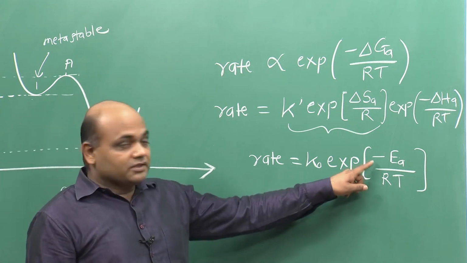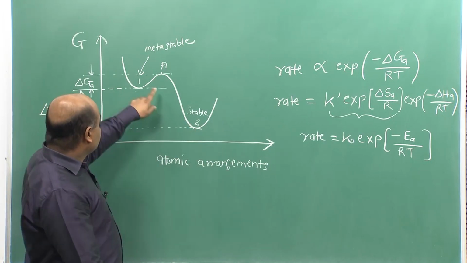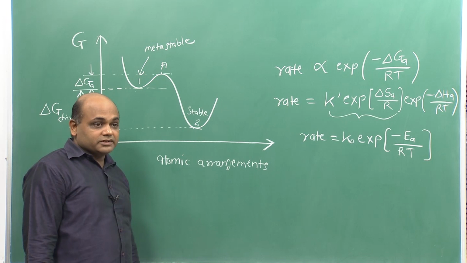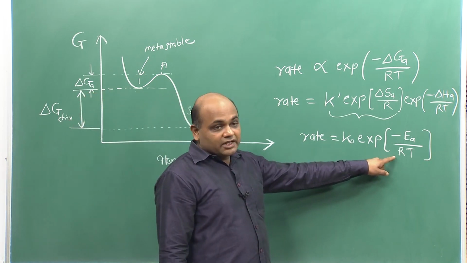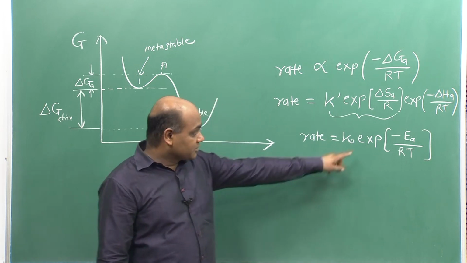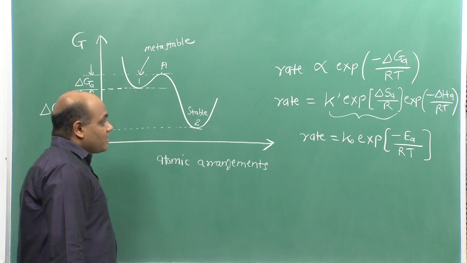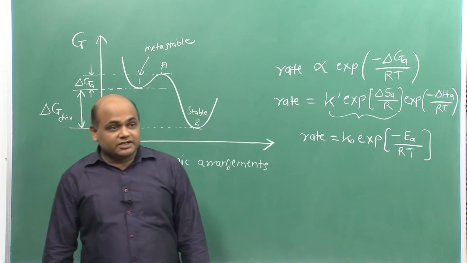So, you can see the rate of the transformation is basically dependent upon the energy barrier that the system has to cross, and it varies exponentially with temperature. Now, how does the system cross this energy barrier?